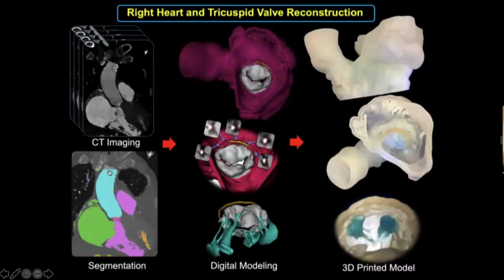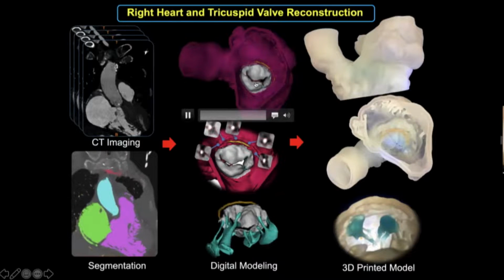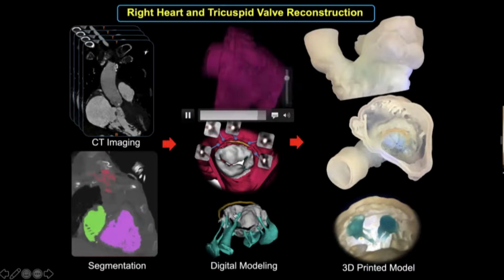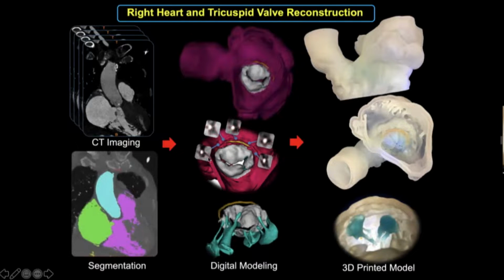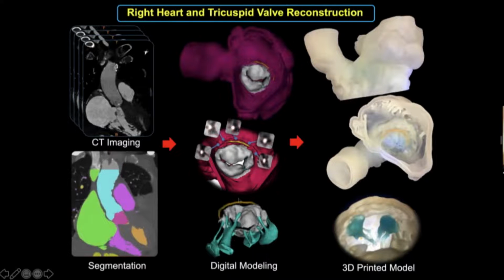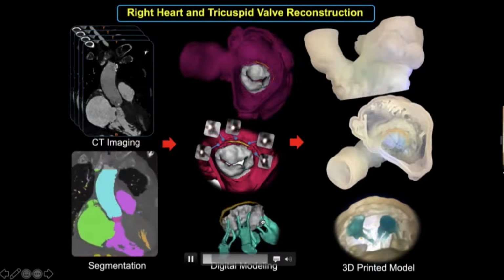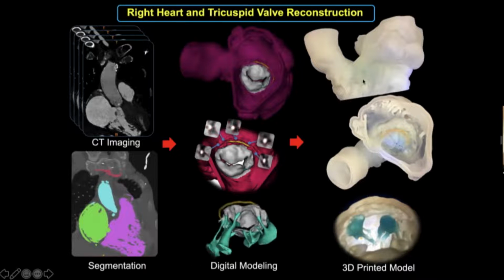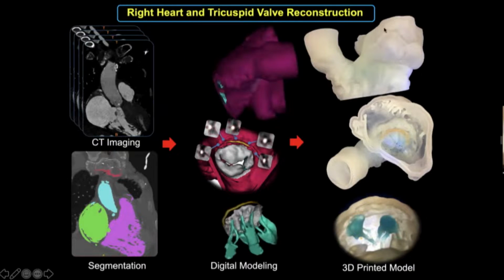So this is back to the patient. This is the CT data set. This is an example of the segmentation step, identifying the right ventricle. This is a digital representation of the right ventricle from the CT. You can even see here the yellow represents the surgical ring. And then this bottom center view is the subvalvular apparatus along with the ring. Far right, we have the 3D printed right heart. And I think you can see that.